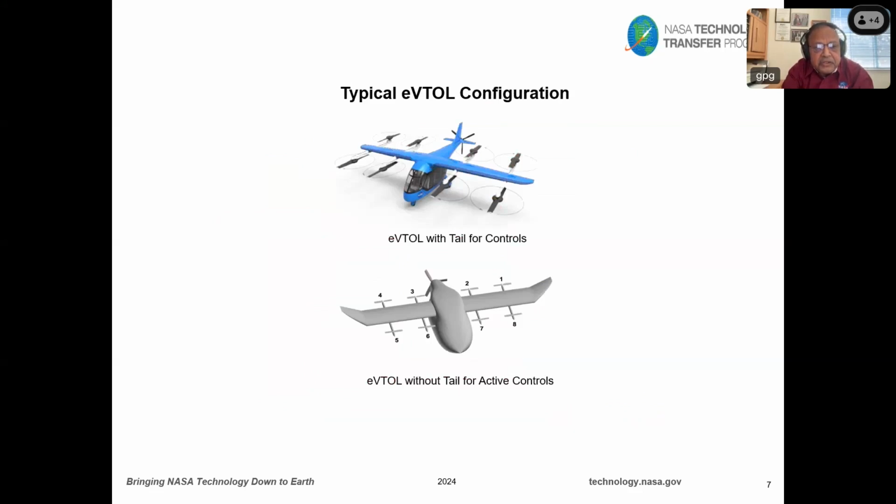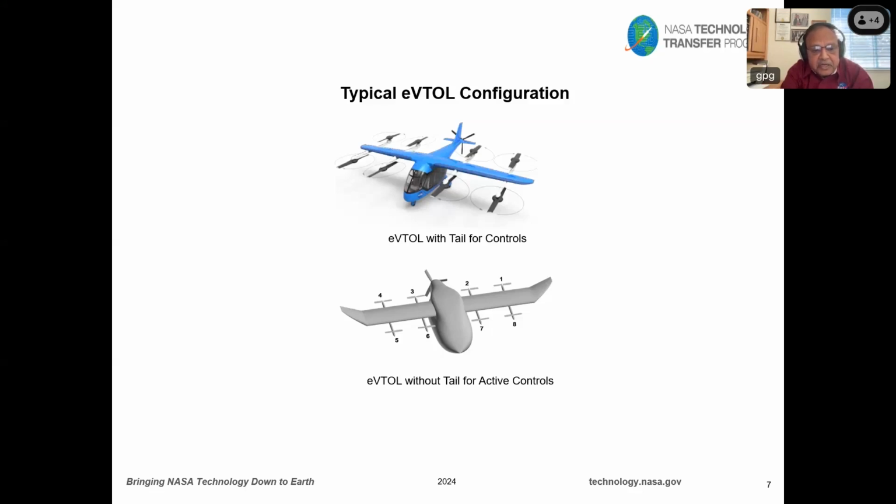So these are the typical VTOL configurations. There are several different versions available; this is just an example. The one on top is with the vertical tail configuration, which was one of the configurations proposed. But the bottom figure is the one that I've put together to demonstrate this technology.